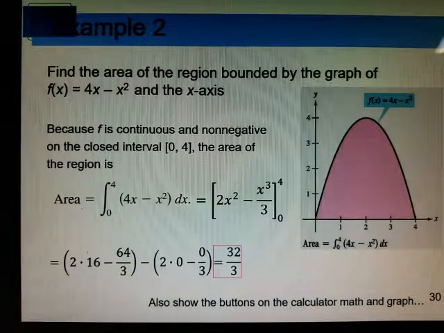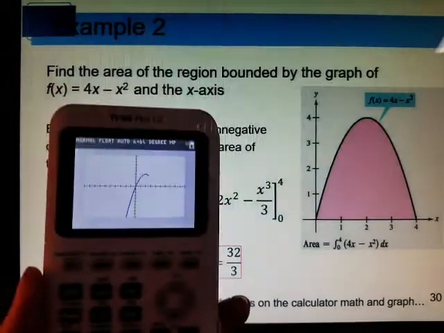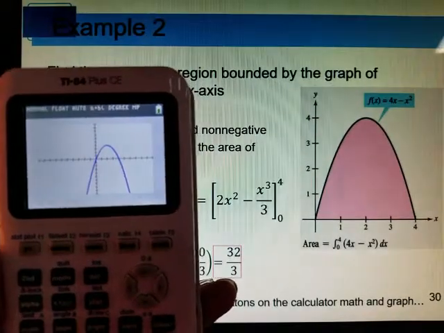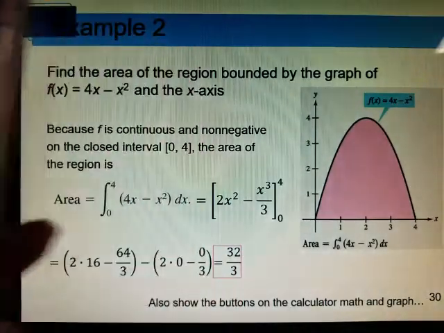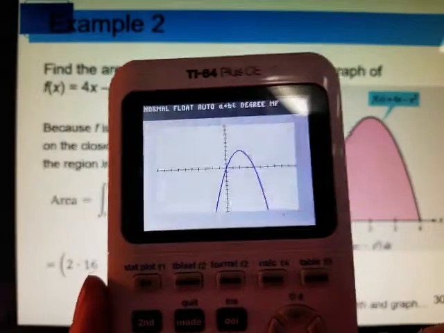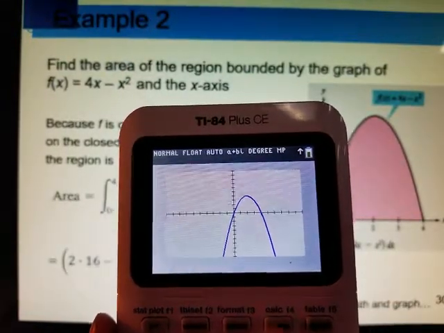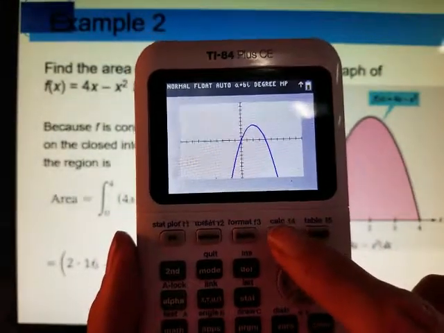Okay. I am going to go to a standard window, in case your pictures are messed up. So I just graph the function 4x minus x squared. Now I want that area between x is 0 and x is 4. So I'm going to do it on here. I can go to second calculate right here above the word trace where my finger's at.